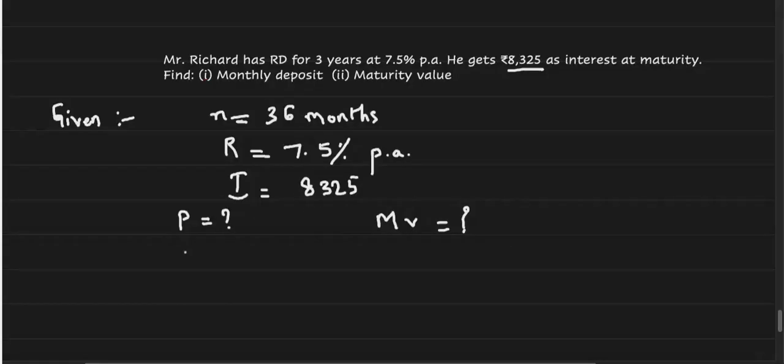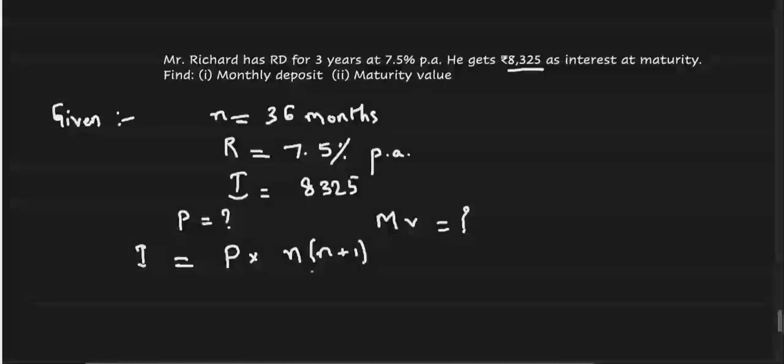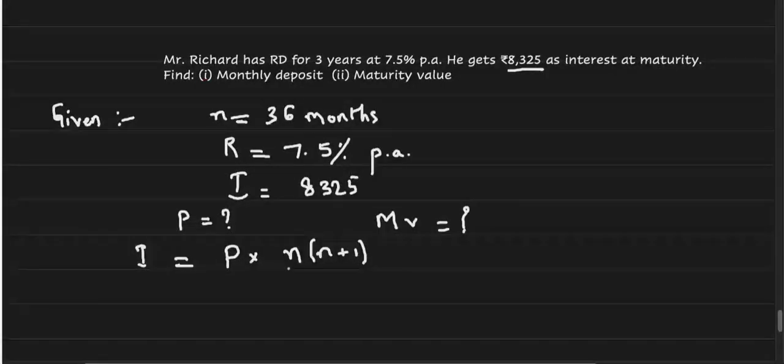using the interest formula. What is interest formula? I equal to P multiplied by N into N plus 1 divided by 2 into 12, multiplied by R by 100. This is the formula we'll use.